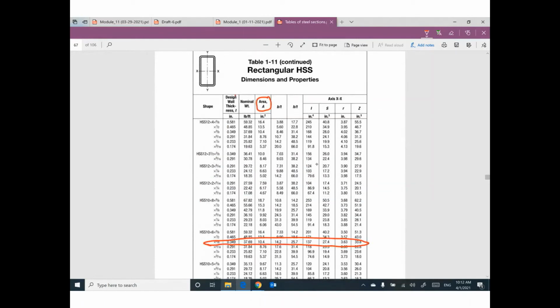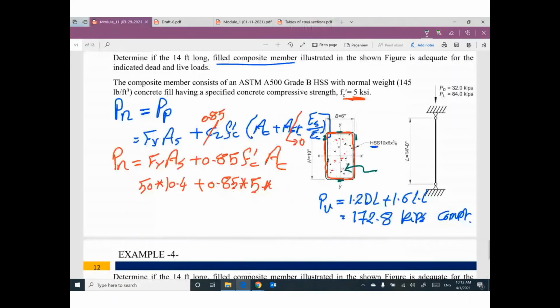Design wall thickness 0.349. So this thickness is 0.349, and we have another thickness on the other side. So I think the dimension will be (10 minus 0.349 times 2) times (6 minus 0.349 times 2). So the area of concrete will be 49.3.